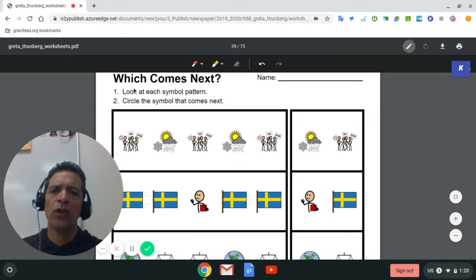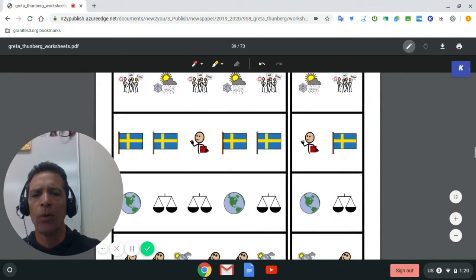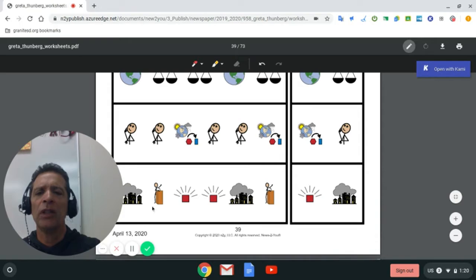Next, which comes next? That's a pattern. It's a sequence. Let's go down to the bottom. The bottom's a little bit harder. We got building, person, square, square, building, person. What comes next? It's going to be the what? Square. So we circle that one. And how do we know that? Because after the person is the square, so we do the same thing. Go ahead and finish that one.